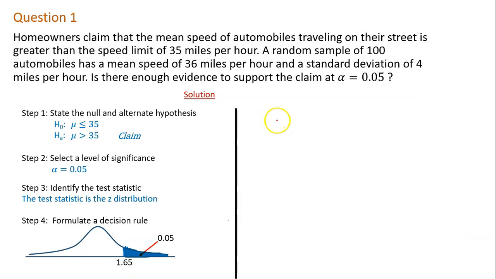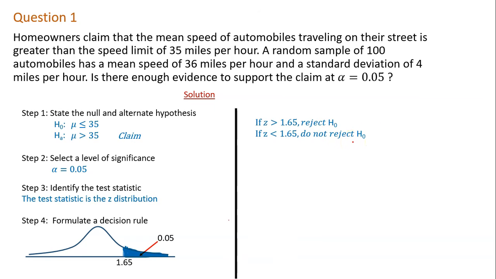So to formulate the decision rule, you say if z is greater than the critical value of z, which is 1.65, reject the null hypothesis. But if z is less than the critical value, which is 1.65, do not reject the null hypothesis. Or you can say fail to reject the null hypothesis.